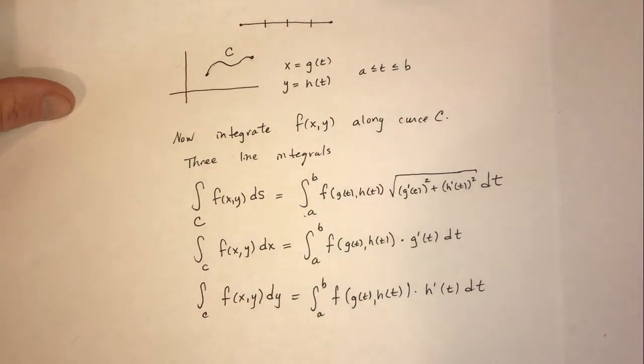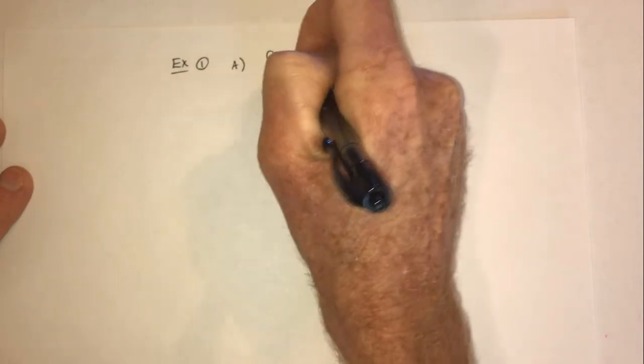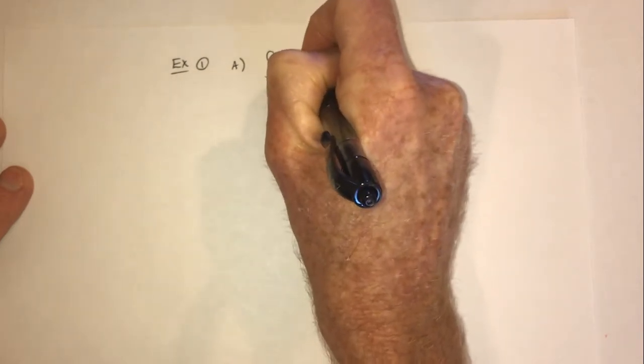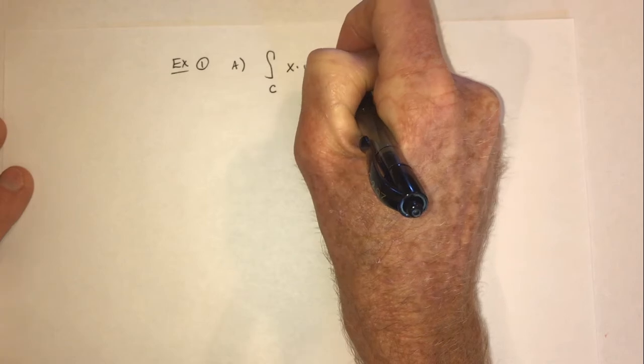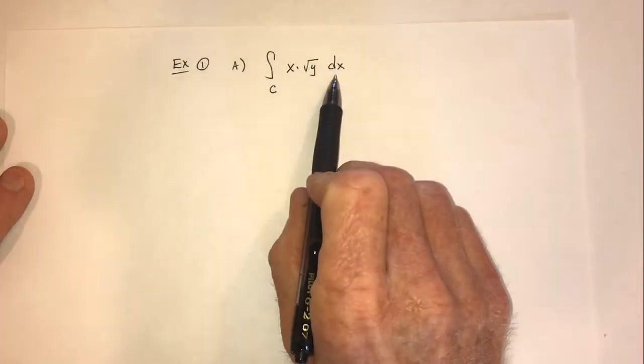All right. Then for the first example. Example number 1. Part A is going to be integrate over c, and the function is x times the square root of y dx. And then for the next part, we'll do dy.